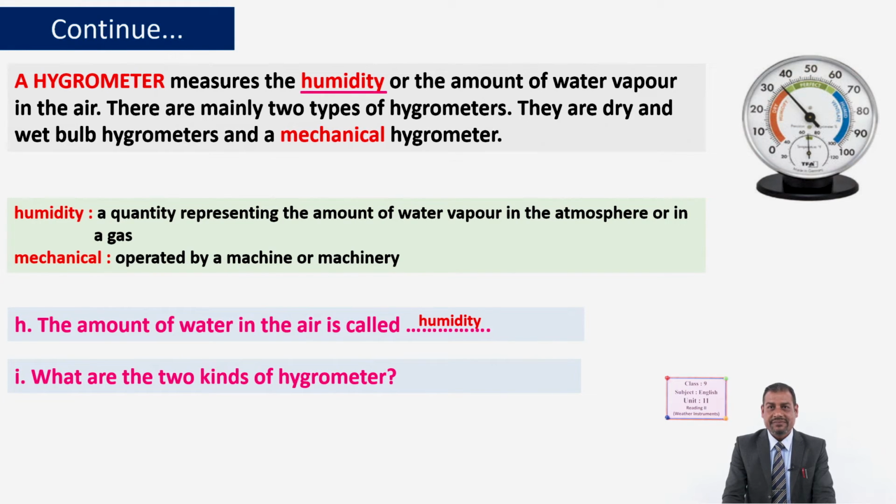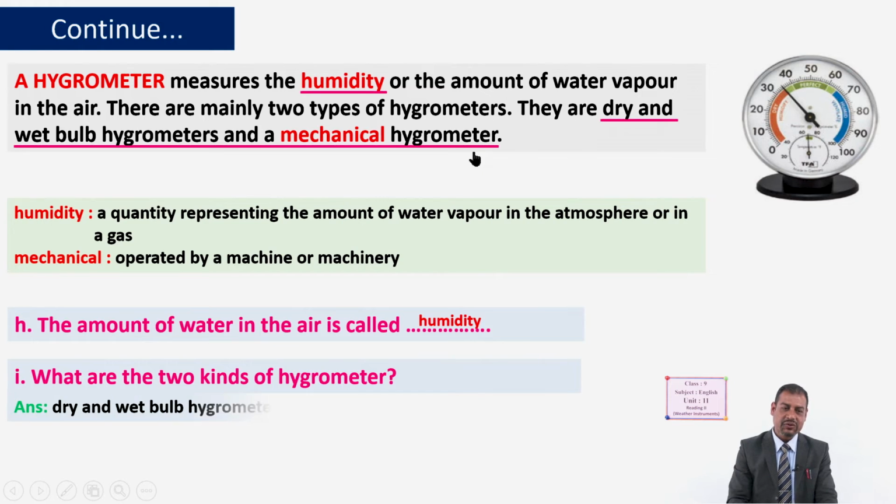Are you searching? Good job. Have you got it? Okay, then in which line do you find it? Okay, let me check whether it is in that line that you have said to me. Yes, see, they are dry and wet bulb hygrometer, one type, and another is the mechanical hygrometer.